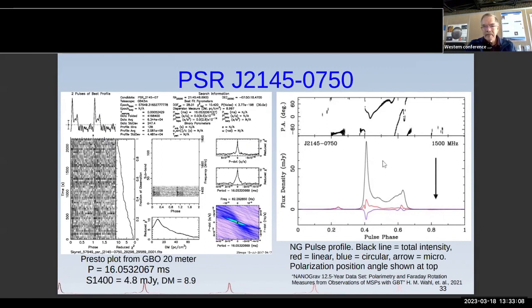You go look at the NANOGrav data. Sure enough, it's got a very wide base. This is very strange. You got what you expect for a radio pulse, but then you have the base of emission that's quite wide. So that's in the data. This one is fairly close, dispersion measure of 8. Signal to noise, the flux at 1400 megahertz is almost 5 millijanskys and 16 milliseconds. So it's a little bit slower one.